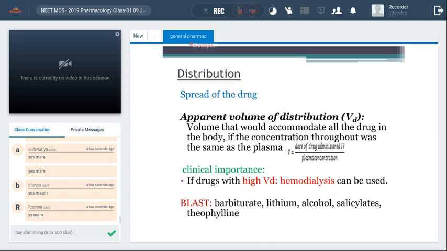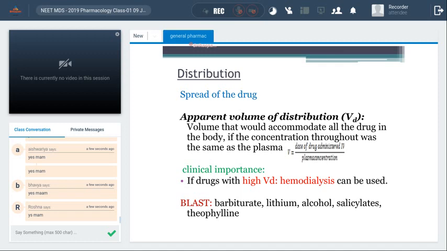For example, if I know that a particular drug has high volume of distribution, which means it gets distributed to multiple tissues, then in case there is poisoning of this particular drug, it is not easy to remove it from the body. I only have to use dialysis. It got distributed to multiple tissues, multiple compartments, so it is not easy for me to remove this drug after poisoning. I only have to use hemodialysis. Even an antidote will not work for this.